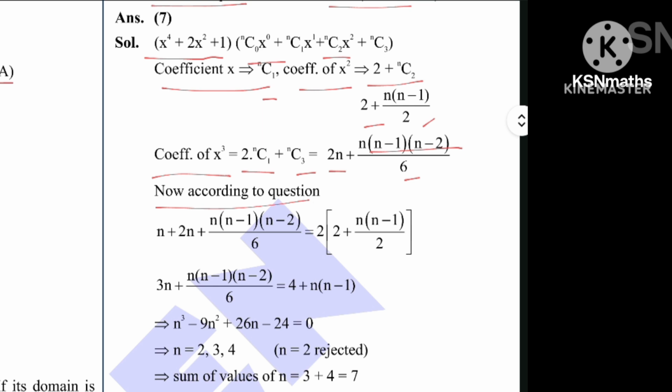According to the question, a, b, c are in AP, so 2b is equal to a plus c. After simplification, 3n plus n into n minus 1, n minus 2 by 6 is equal to 4 plus n of n plus 1. N cube minus 9n square plus 26n minus 24 equal to 0. The factors of n are 2, 3, 4. So if n is greater than or equal to 3, n equal to 2 is rejected. Sum of the values, 3 plus 4, is equal to 7.